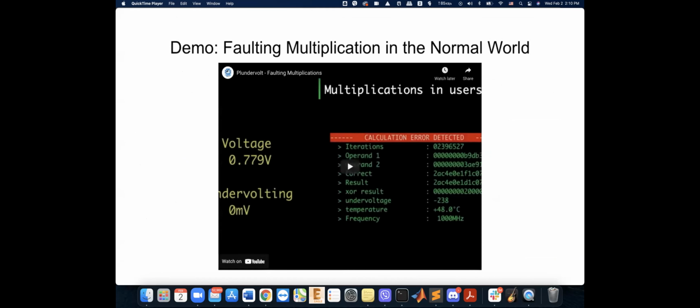Now let's look at a demo of how you can cause multiplication faults to be induced in the normal world through this undervolting concept. I want you to pay careful attention to the XOR result, which you can see here, because when the XOR result has a bit flip, that signifies that a fault has occurred.